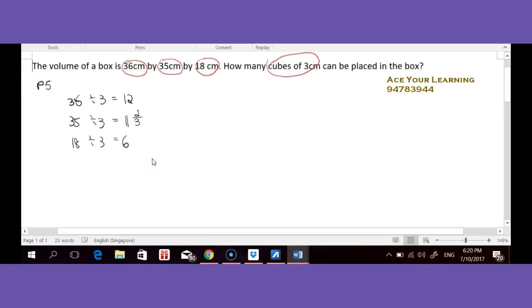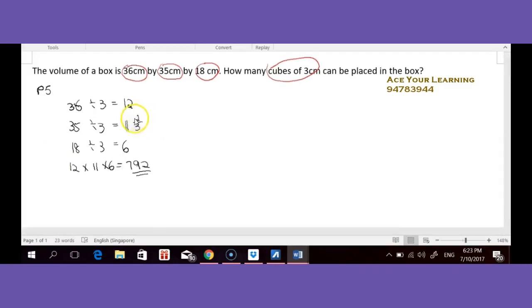So how many cubes of 3 cm can be placed in the box? What would you do? 12 times 11 times 6, which equals 792 cubes of 3 cm.